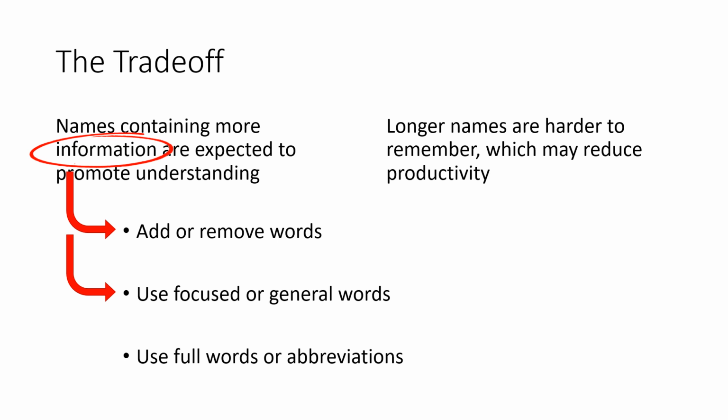Another possible change in names is to use abbreviations. This is related to the way words are presented and changes the length of the name without changing the information it contains. We do not explicitly consider this in the present study.